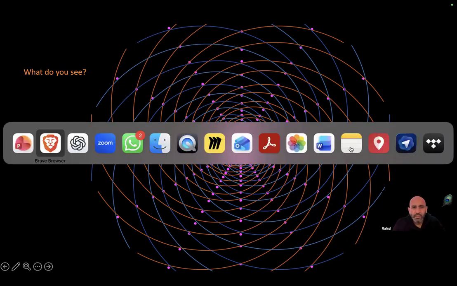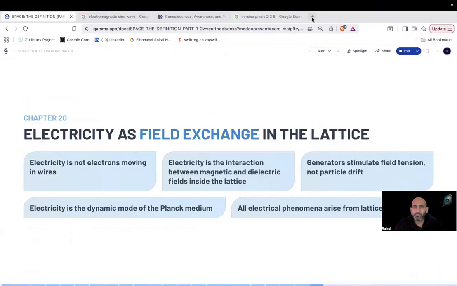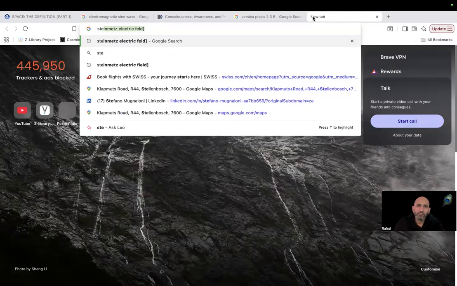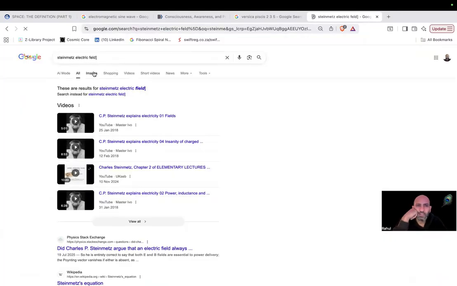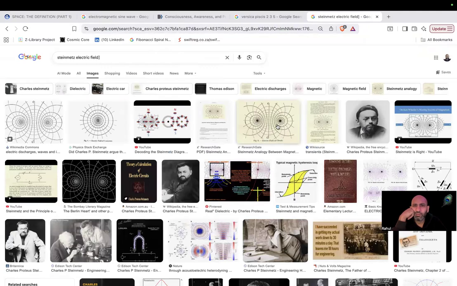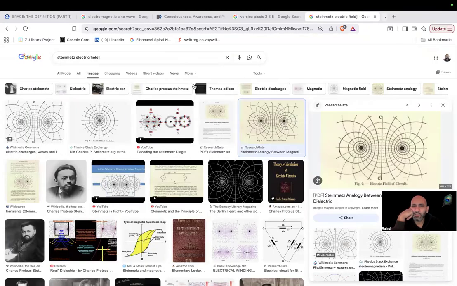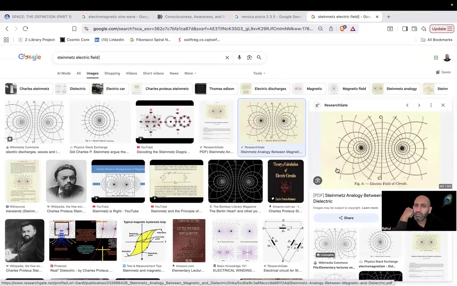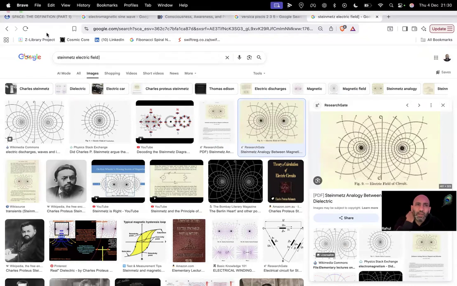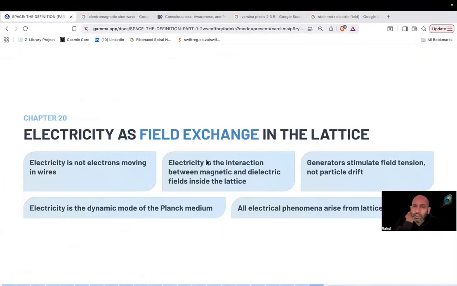Whereas Steinmetz had one field as the dielectric, my feeling is dielectric is possibly just, yeah, maybe it's an illusion. It's a tugging of the other two fields, the outward radiative field and the inward gravitative field. So that one we may need to change.